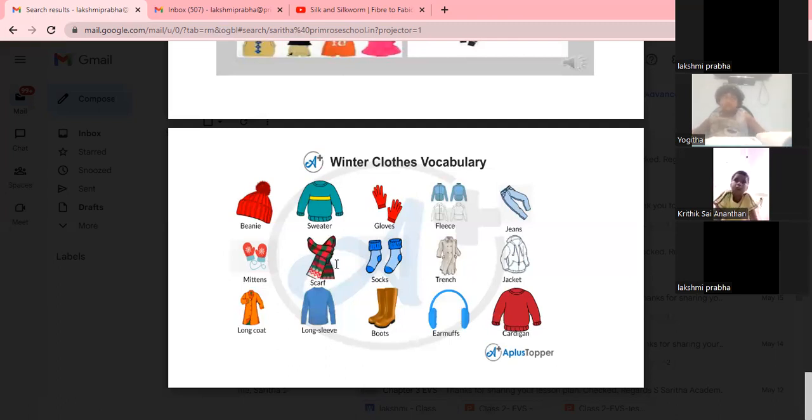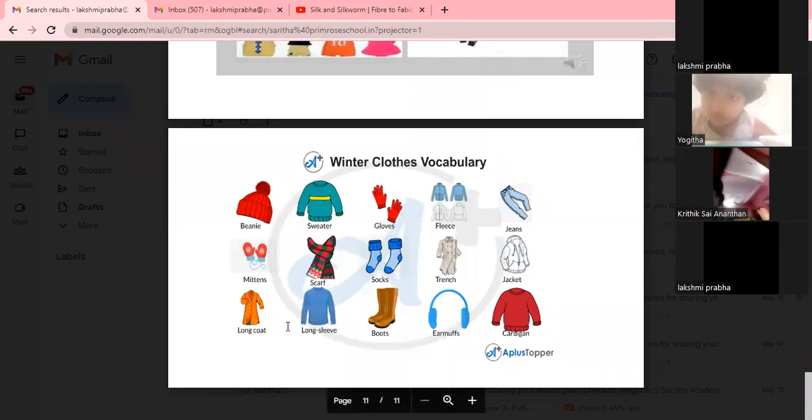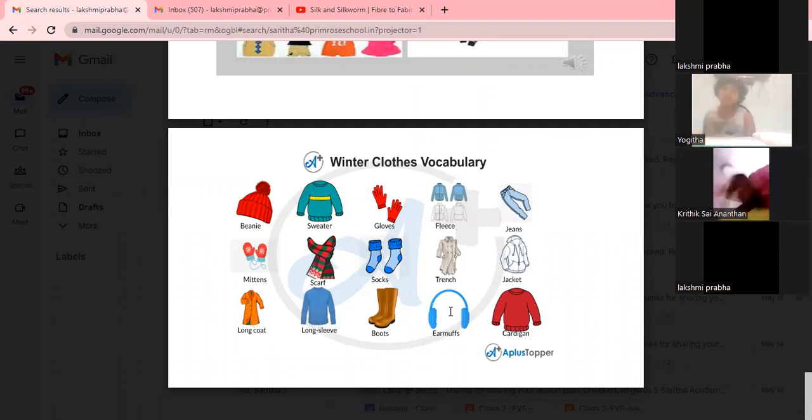Scarf: you cover your ears, so we wear a scarf. Then socks. Then what comes above the knee, we call a trench. Next, jacket. You say jerkin and so many things, but all that comes under jacket. Then long coat, long sleeve. Then boots, earmuffs, cardigan. So these are the winter clothes materials; these many materials we use during winter seasons.